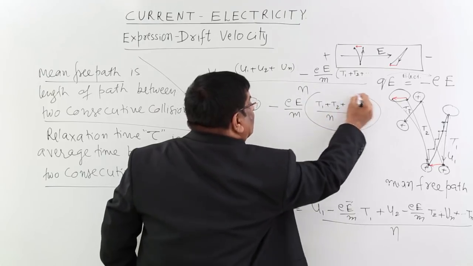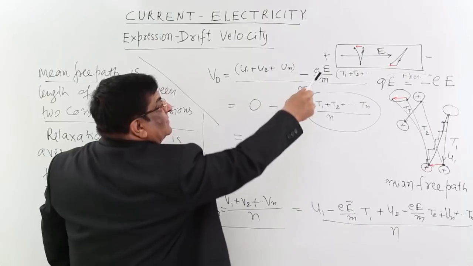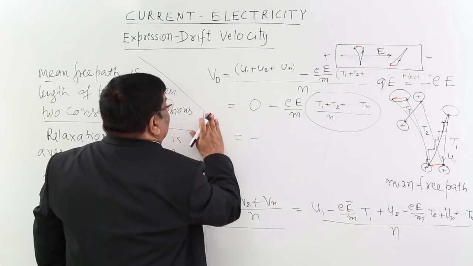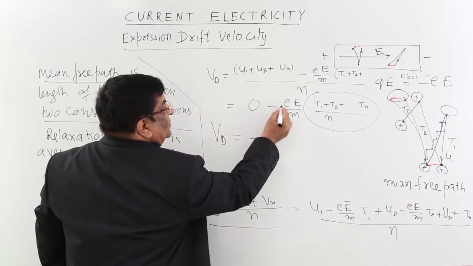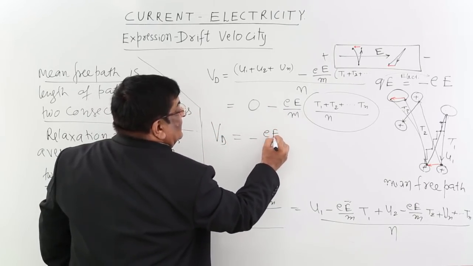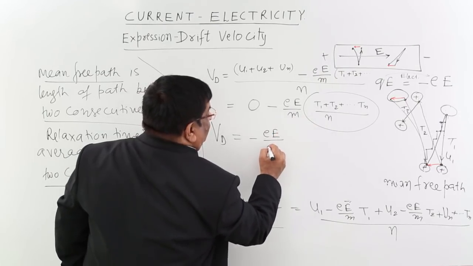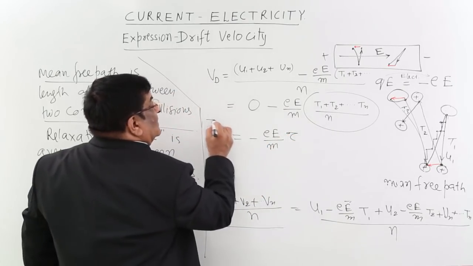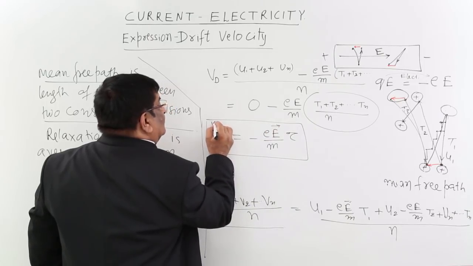Now this expression we have already done. What is this? The relaxation period for this material. So this we can write as: drift velocity is equal to minus eE upon m, and this thing is tau. This is our expression for drift velocity.